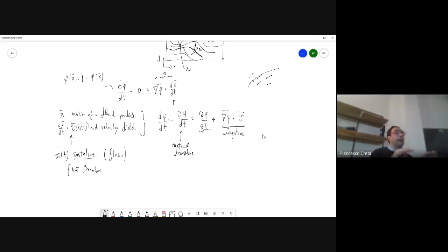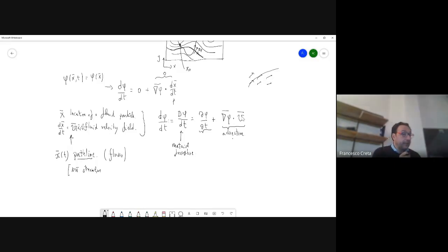So clearly, if you have a completely uniform scalar field, the advection, even if you're moving very fast, will be 0. Okay. On the other hand, if you have extremely large gradients and you're moving very slow, you're still experiencing a very large variation. Okay. So I hope this is clear, because it really has a lot of implications.